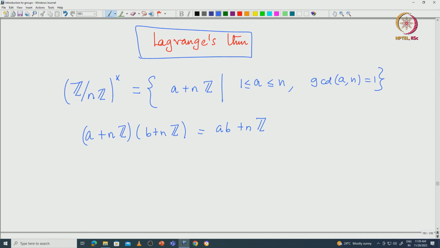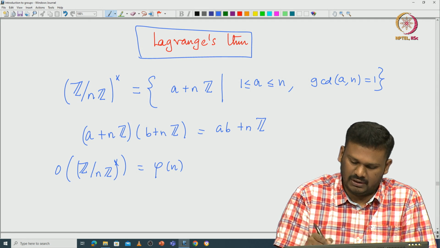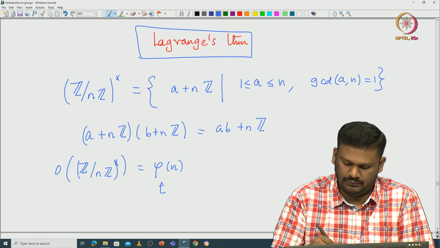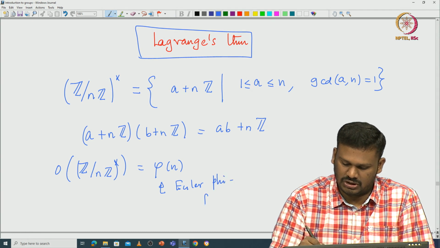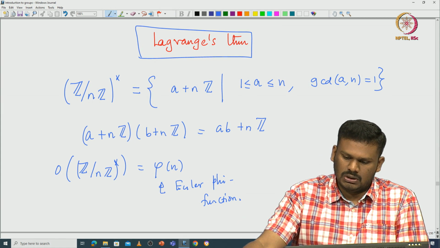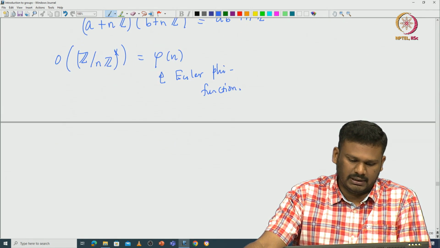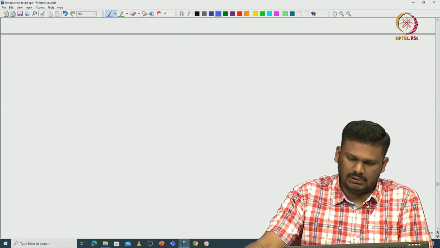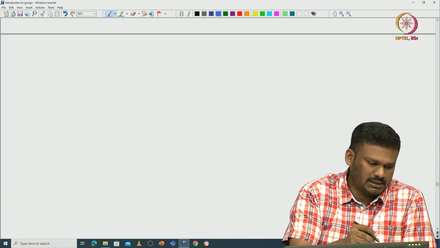We have already seen that the number of elements, or the order, of Z modulo NZ cross is exactly phi of n. This is the Euler phi function, and we know how to compute this. I have already told you how to compute all this. Now, if we take this group and apply Lagrange's theorem, for example, I can start with any integer.